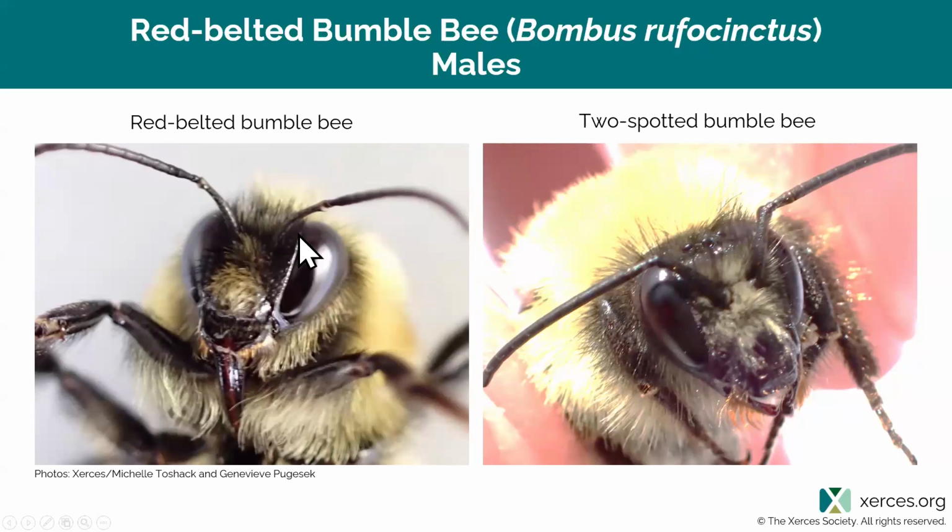So for this species, making sure you get really good photos of the face is really important, especially for identifying the males to species, because this is a key thing that we look out for when we're differentiating red-belted bumblebee males and other species.